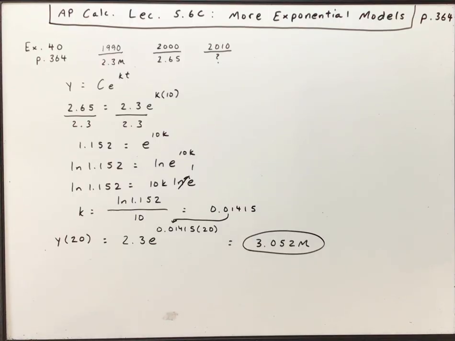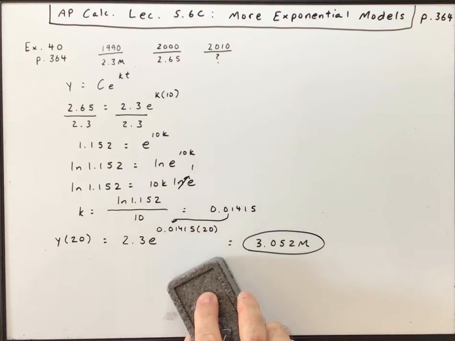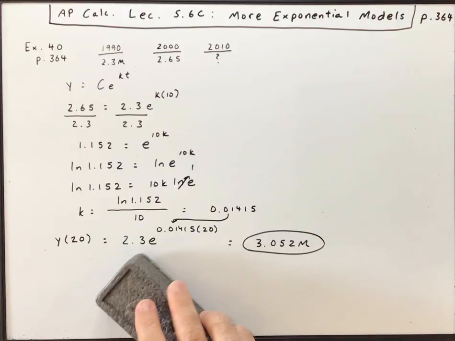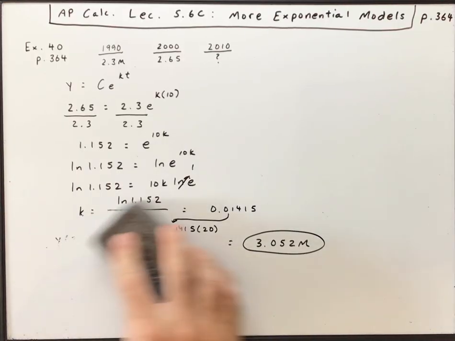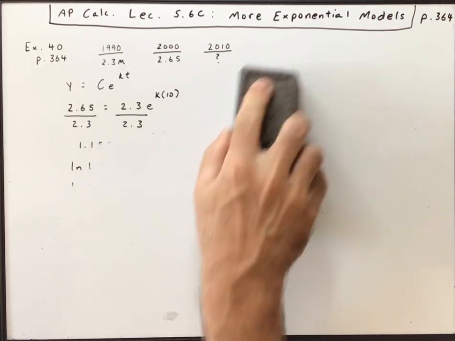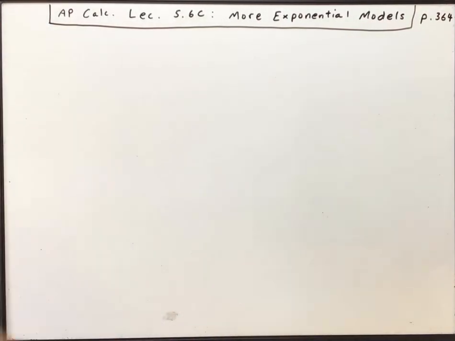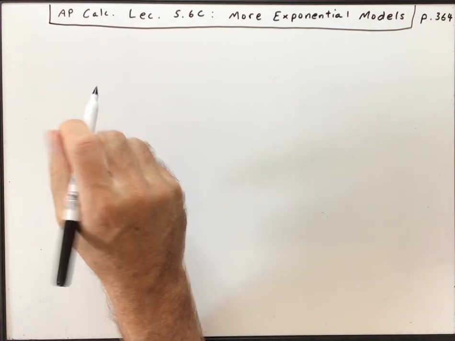Really it's just like all the other problems we've been working. You can use some initial data to find k, and then you can use that to project what you're trying to get with the model, and in this case, that would be time.